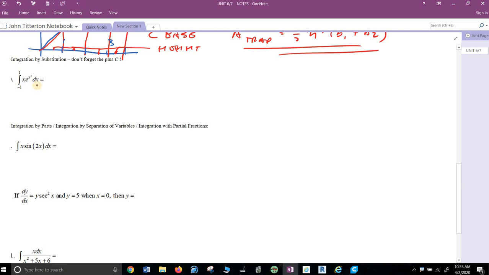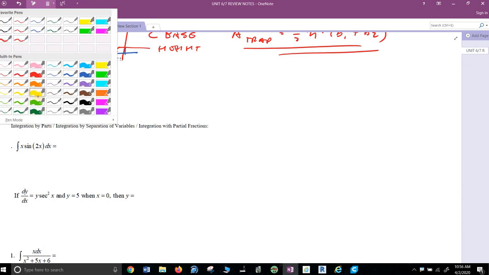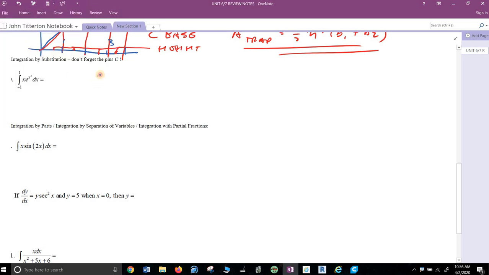Integration by substitution. You look at a problem and you say, hey, I see the derivative of x squared in the problem, so I can just do that. So I go u equals x squared, du equals 2x dx, and then I solve for dx because I'm going to substitute for dx. I have to keep going.